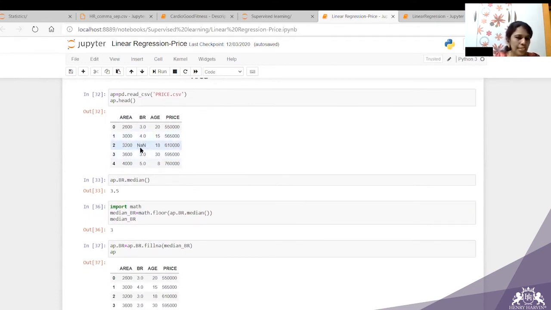Here NaN means there is one missing value in my data set, in my CSV file. That's why it is saying there is a NaN. So how do we fix this NaN? We have to replace it with a median value.